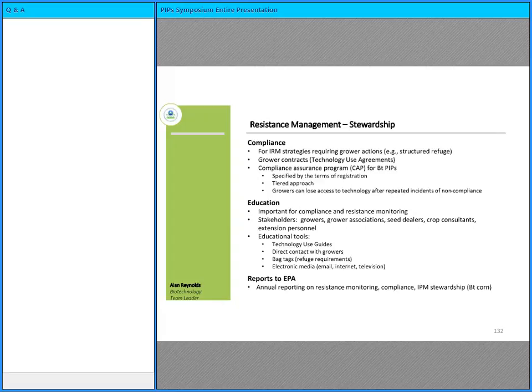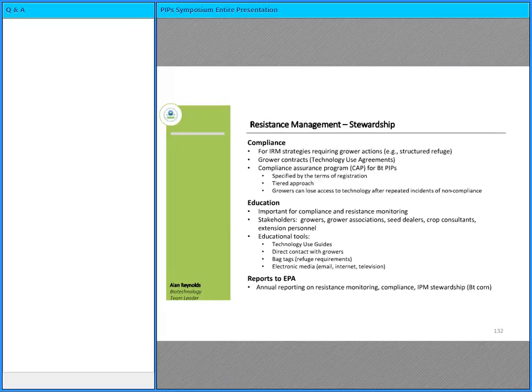As I mentioned on a few of the other slides, grower education is certainly a very important aspect of resistance management, particularly for the compliance and resistance monitoring components. And again, it's not just the growers that are part of the educational program. It's other stakeholders, including our grower associations, seed dealers, crop consultants, extension folks. Some of the educational tools that have been used have been technology use guides, and these are developed by each company and distributed to their customers, and include detailed information about the PIP crop, about the risk of resistance, and what specifically they need to do to lower the risk.